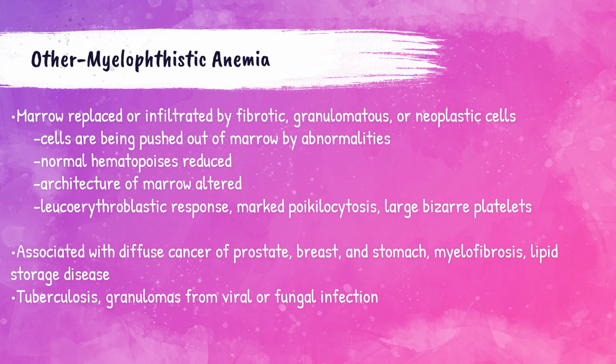So in this type of anemia, this infiltration of the bone marrow just pushes out the normal cells from the marrow. Normal hematopoiesis is reduced just because there's not enough room in there, and the inner architecture of that bone marrow is completely changed, which is going to result in problems.